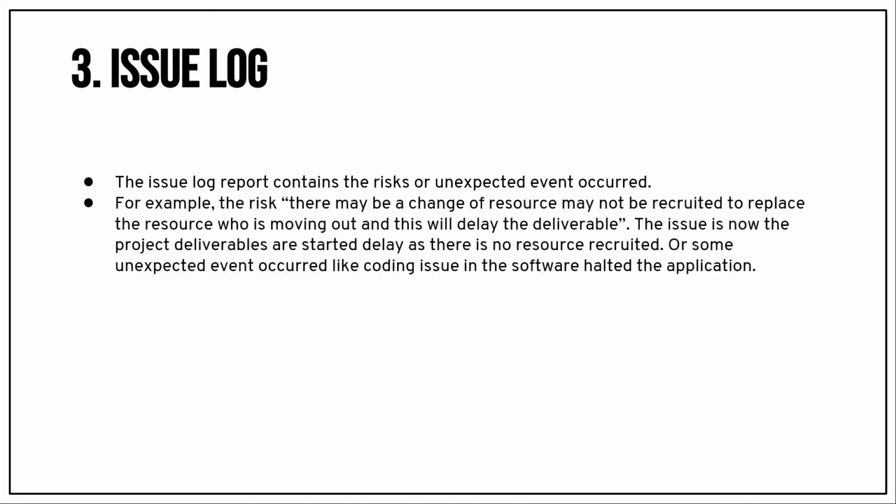So we will go to the third report, that is the issue log. The issue log report contains the risks or unexpected events that occurred. For example, for the risk, there may be a chance that a resource may not be recruited to replace the resource who is moving out, and this will delay the deliverable.